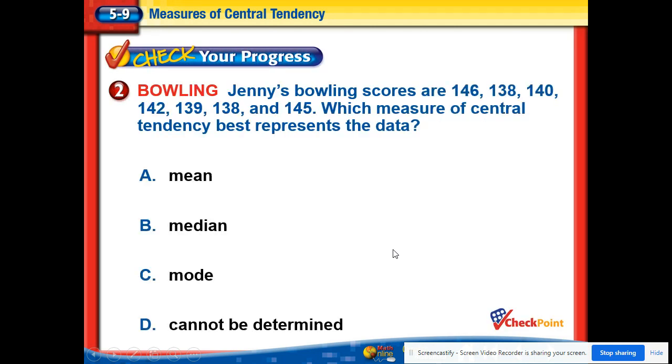What about this one? 46, 38, 40, 42. All those numbers seem to be pretty close to each other. So we're just going to go ahead and take the mean.